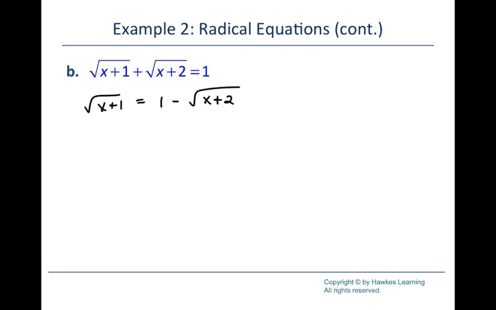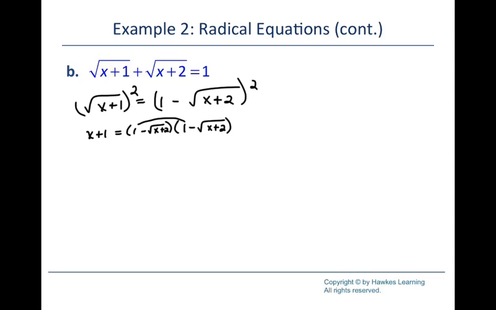Now this is going to be much harder to do. We're going to square both sides again. On the left, it's easy. It's just x plus 1. But what on the right? Let's look at that, because that's going to be a lot more of a challenge. We're going to have 1 minus the square root of x plus 2 times 1 minus the square root of x plus 2. Now we're going to FOIL this.